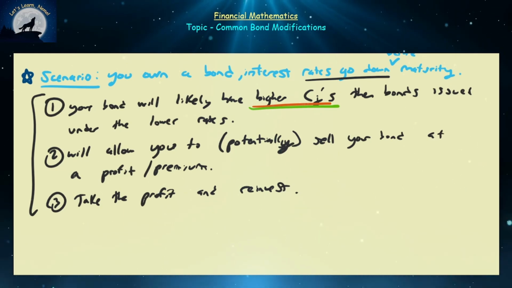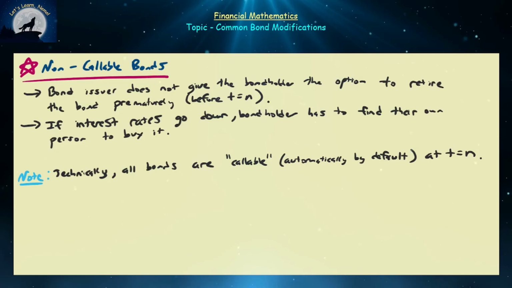So reinvest that into a high yield savings account so that you can make at least the amount that you would have made under the coupon payments of the bond that you're about to or considering to sell. Another bit of terminology that's often used with bonds is the terms callable and non-callable bonds.